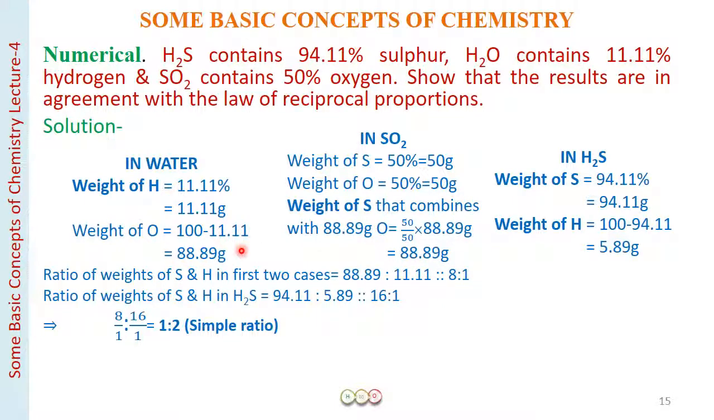So now see the ratio of sulfur and hydrogen. Sulfur is 88.89 and hydrogen is 11.11, which is combining with the fixed mass of oxygen, which is 88.89 gram. So the ratio comes to 8 is to 1. Now in H2S, we see the ratio of sulfur and hydrogen. Sulfur is 94.11 and hydrogen is 5.89 gram. So this ratio comes to 16 is to 1. So compare the two ratios, 8 is to 1 and 16 is to 1. So this is 1 is to 2, a simple ratio. Hence, the results are in agreement with the law of reciprocal proportions.